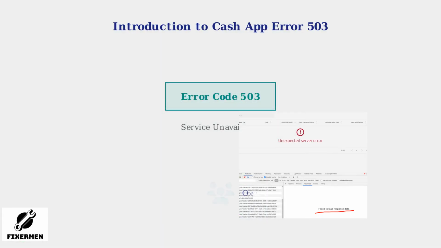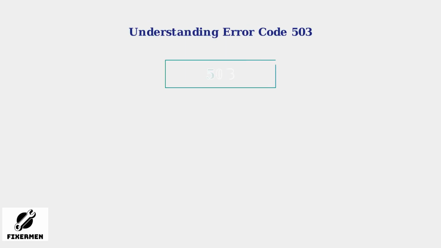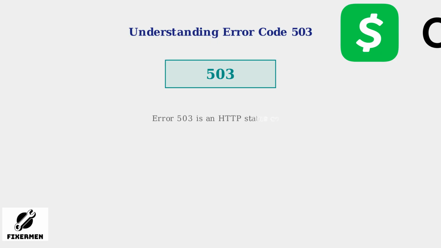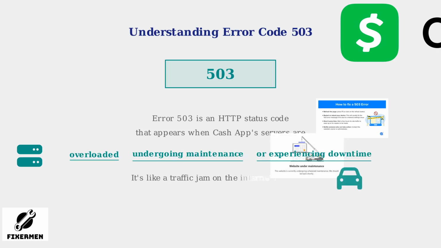As of February 2026, Cash App has over 50 million users, so these errors can impact many people. This video explains why it happens and how to address it. Error 503 is an HTTP status code that appears when Cash App servers are overloaded, undergoing maintenance, or experiencing downtime. It's like a traffic jam on the internet highway, preventing your request from getting through.